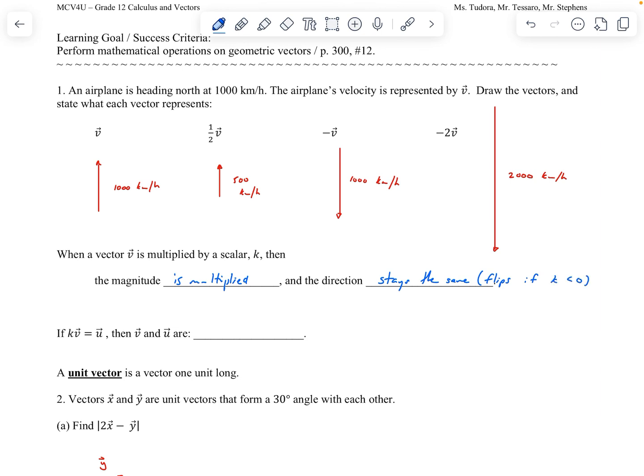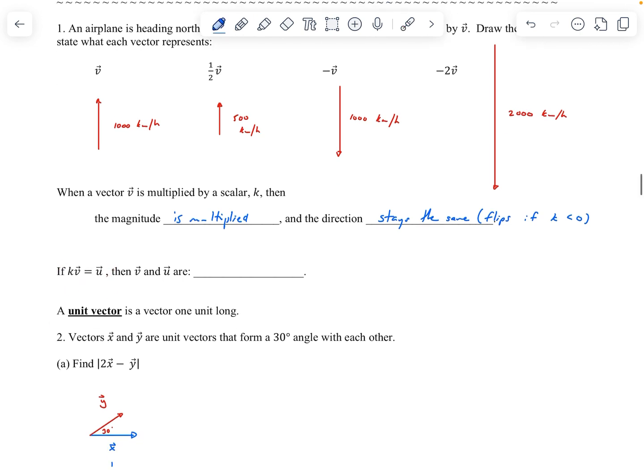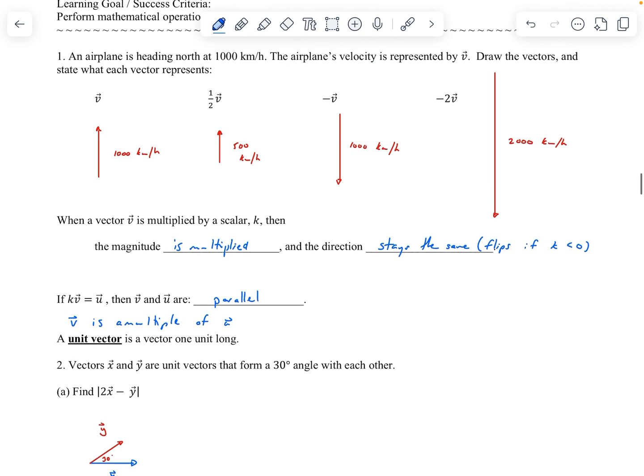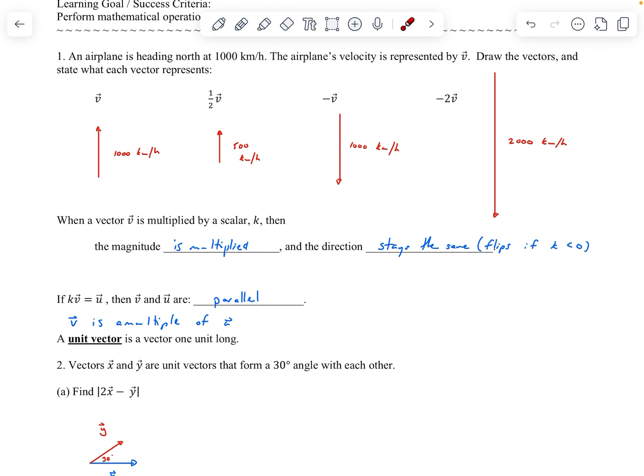Okay. If kv equals u, if v is a multiple of u, then u and v are parallel. If two vectors are multiples of each other, they must be parallel, right? These two vectors are multiples of each other. That's a multiple. That's a multiple. They all have to have the same direction.